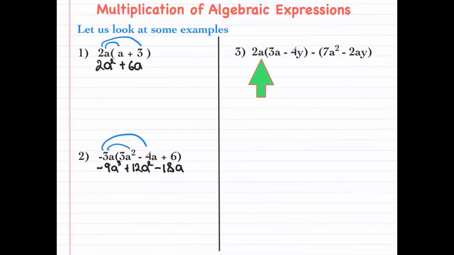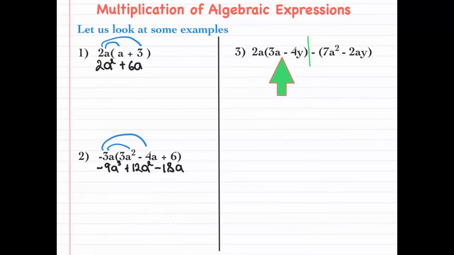Example 3. Here we have 2a and in the brackets 3a minus 4a minus 7a squared minus 2ay. Now, if I look at this, immediately if I follow my math recipe, I can draw a line in front of that minus. So I have two terms. And how do we solve terms? With BODMAS. So I'm going to try and do BODMAS for this term and BODMAS for that term. Okay? So here we go.